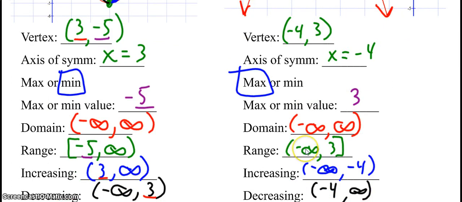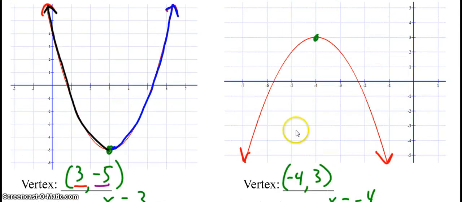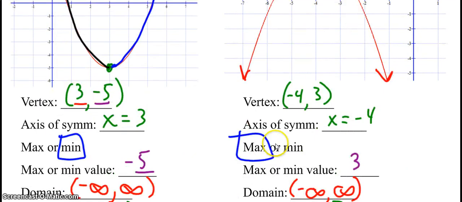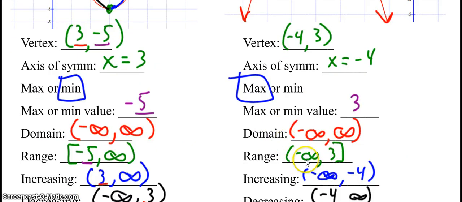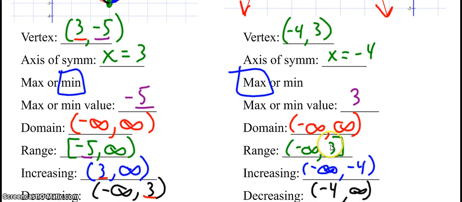The range, remember we always go lowest to highest. So since this is a maximum and these are going down then, the lowest this graph is going to go is it's going to go negative infinity. So the range is going to start at negative infinity, and then it's going to go to the highest y-coordinate. The highest y-coordinate is 3, but that is included on the function.